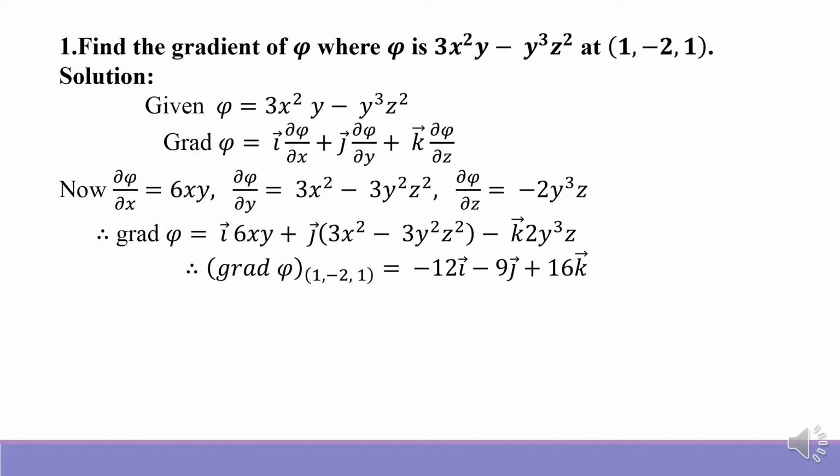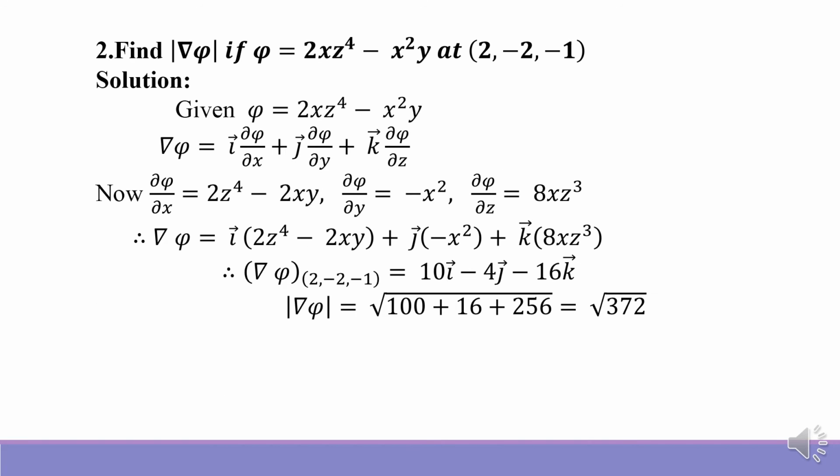First find dou phi by dou x, dou phi by dou y, dou phi by dou z. Then grad phi, del phi, is vector i into the value of dou phi by dou x plus vector j into the value of dou phi by dou y plus vector k into dou phi by dou z. Then grad phi at the point: replace x by 1, y by minus 2, z by 1. Then we get grad phi equal to minus 12 i vector minus 9 j vector plus 16 k vector.